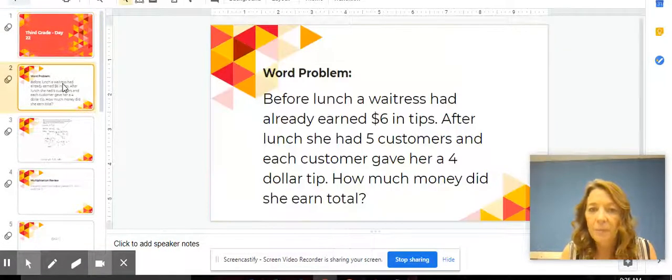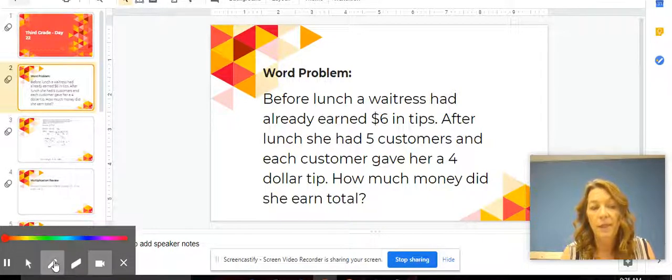And our first math that we always start out with is the problem of the day. When we're looking at the problem of the day, we're trying to solve real world life problems. Today's problem is about a waitress. Before lunch, a waitress had already earned $6 in tips. After lunch, she had 5 customers, and each customer gave her a $4 tip. How much money did she earn in total?